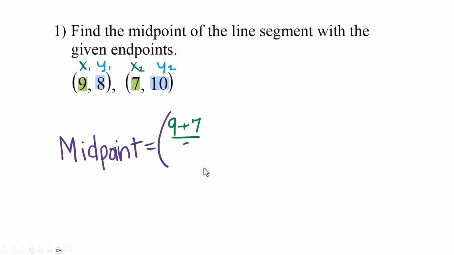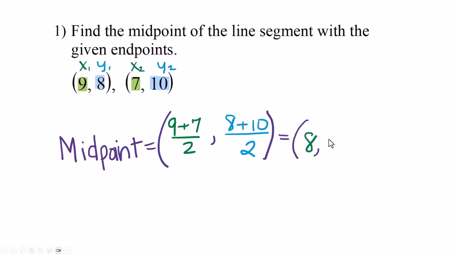So we pop everything into the formula. To simplify this, 9 plus 7 is 16 divided by 2, so that would be 8. 18 divided by 2 would be 9, and there's our midpoint. The formula rocks if you really get it. It's just that when you see it on paper, it looks very intimidating.